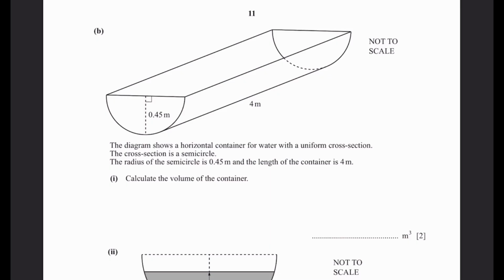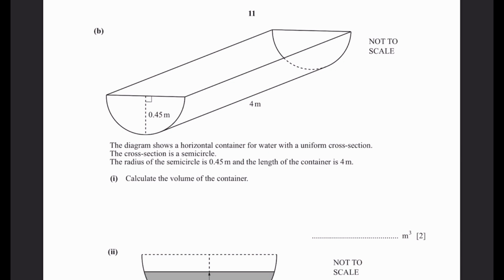B. The diagram shows a horizontal container for water with a uniform cross-section. The cross-section is a semicircle. The radius of the semicircle is 0.45 meters, and the length of the container is 4 meters. 1. Calculate the volume of the container.